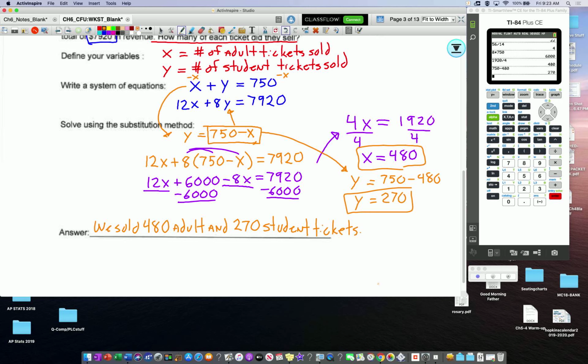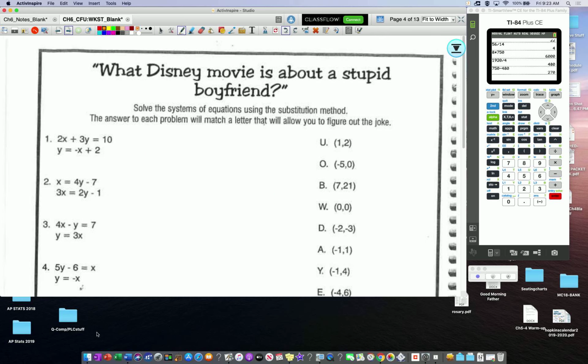All right, so for your worksheet today, if you go to the next page, you'll have this, what Disney movie is about a stupid boyfriend. There should be a video for this.